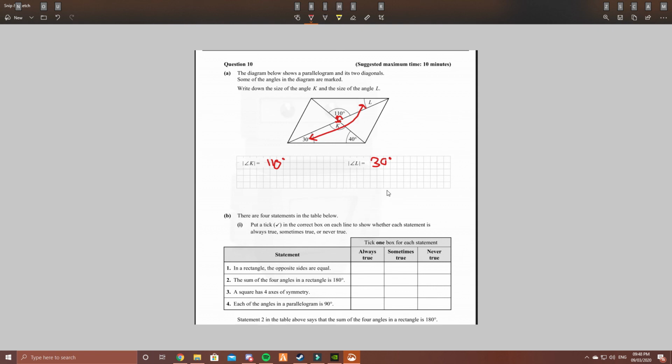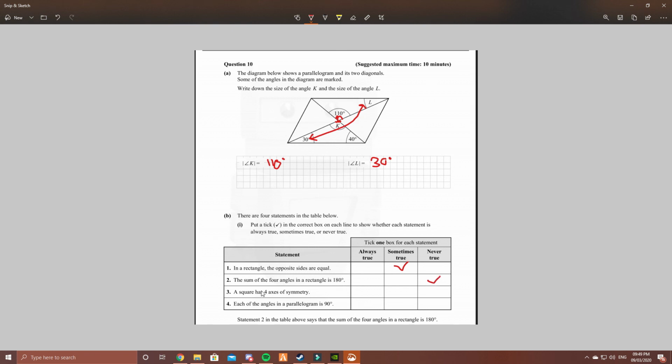in a rectangle the opposite sides are equal. It can sometimes be true, but as a rectangle it can be different, so they're not always going to be equal, because rectangle only means that it has 4 sides. Now the sum of all the angles in a rectangle is 180. That's always going to be false. Made a mistake there, but it's always going to be false because 180 degrees is for triangles, while rectangles are always going to be 360 degrees. Whatever you do, it's always going to be 360 degrees.